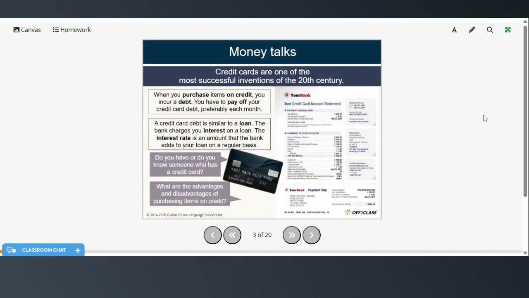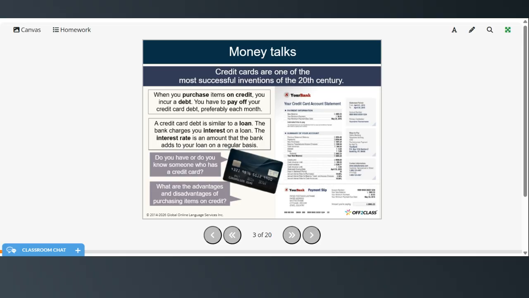So credit cards are one of the most successful inventions of the 20th century. When you purchase items on credit, you incur a debt. You have to pay off your credit card debt, preferably each month. A credit card debt is similar to a loan. The bank charges you interest on a loan. The interest rate is an amount that the bank adds to your loan on a regular basis.